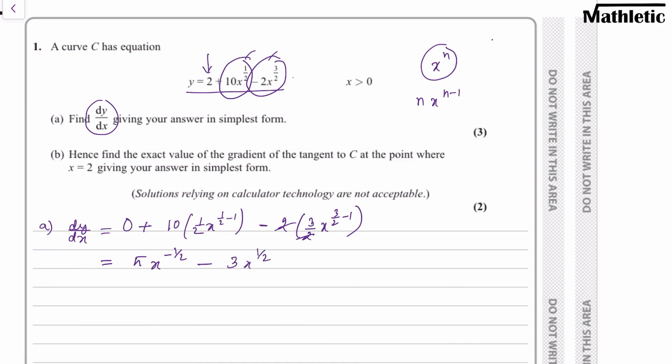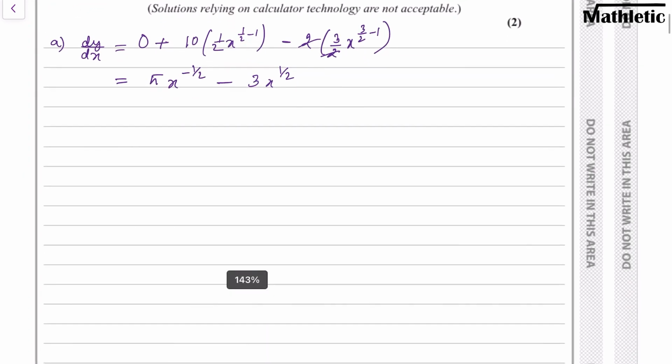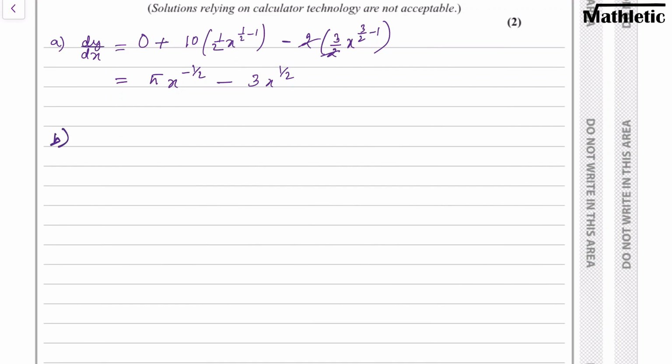So that's part A. Next, for part B, we need to find the exact value of the gradient. Gradient is basically dy by dx. We have this value of x, so I will just substitute the value of x in this expression. If I simplify dy by dx a little bit, I get 5 by root x, as in this negative part, if I shift it to the denominator, it will be positive half, which is root x. So I will just substitute x equals 2.